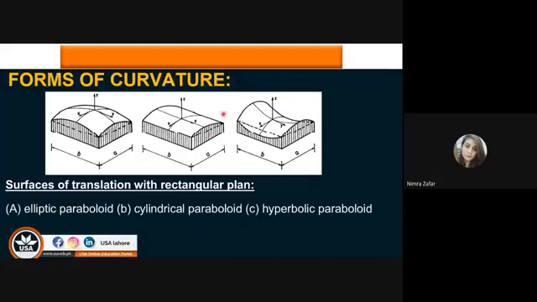So these two curves are meeting. They have different curvature. These two curves are meeting and creating a new translational surface, or you can call it a generator surface.